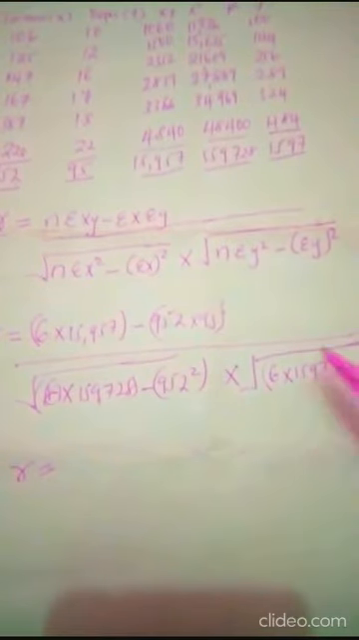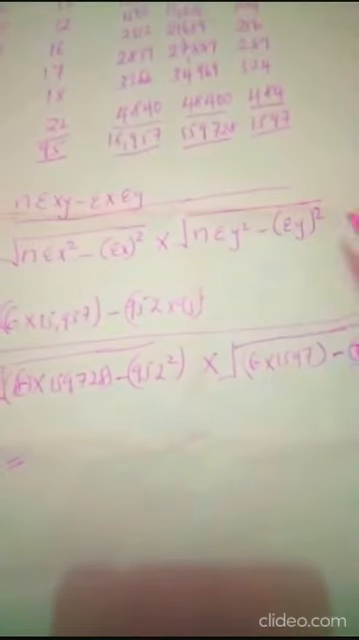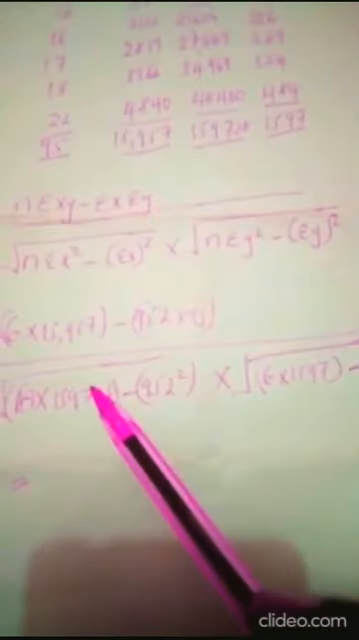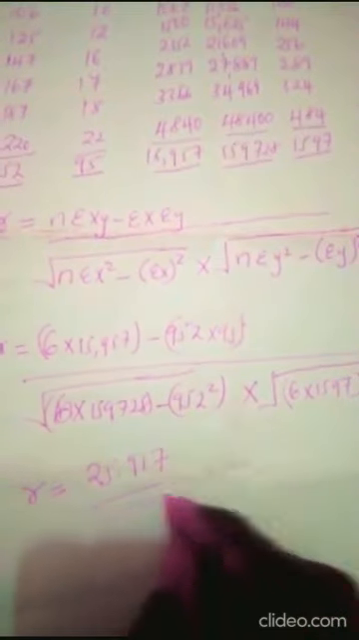Then you multiply by the square root of 6 times 1597, which is n summation of y squared, minus the summation of y squared. Now summation of y is 95, so it will be 95 squared. Then you compute this using your calculator to be able to get the product moment correlation, which from the calculator is 25.917. That is the answer.